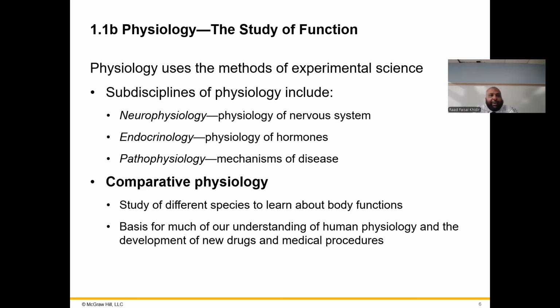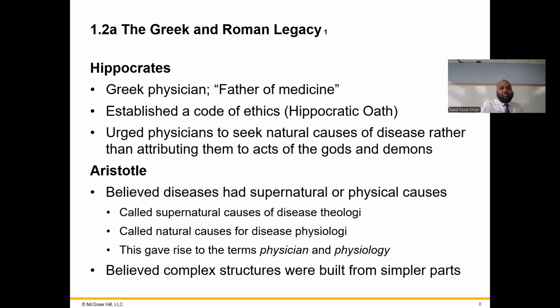Pathophysiology is when you study the mechanisms of disease, how disease forms. That's my favorite branch of physiology. And then there's comparative physiology. It's when you study different species to learn about the body functions. And that's the basis for much of our understanding of human physiology and the development of new drugs. Because we don't test on human beings, we test on animals, and then we try to simulate it on the body of a human being. Okay, so now we're going to go into the history.